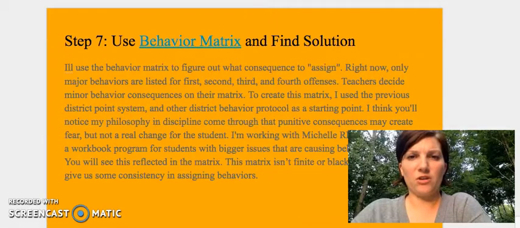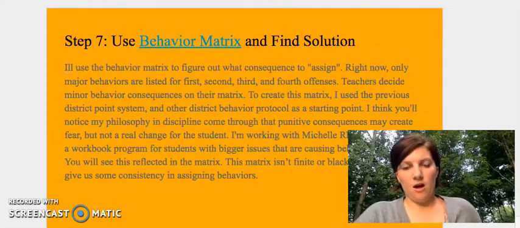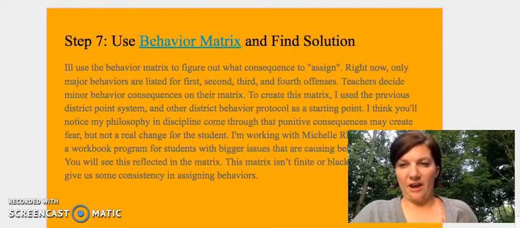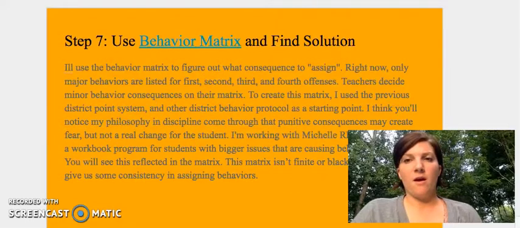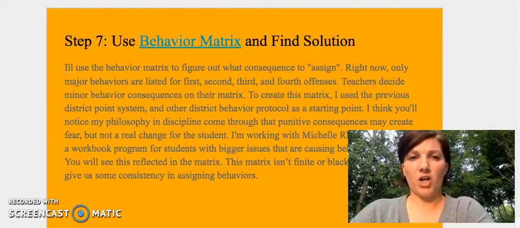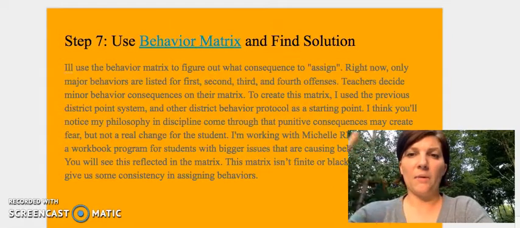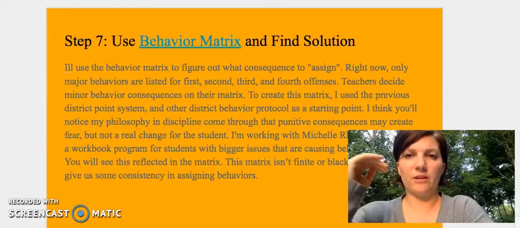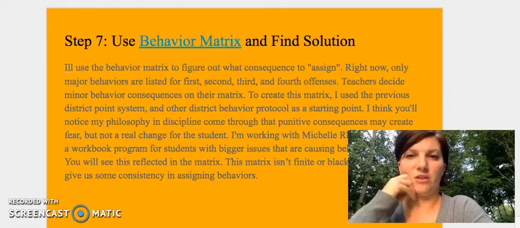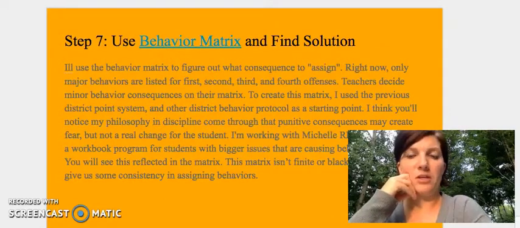So the behavior matrix is basically just a chart that I'm going to reference when assigning consequences or solutions to problems after I've met with everyone and reflected myself. Right now on the chart, behaviors for major things are listed. What I want us to do together as a staff is really fill out those minor behaviors in classrooms and what we can do to address and find solutions to those problems in classrooms.